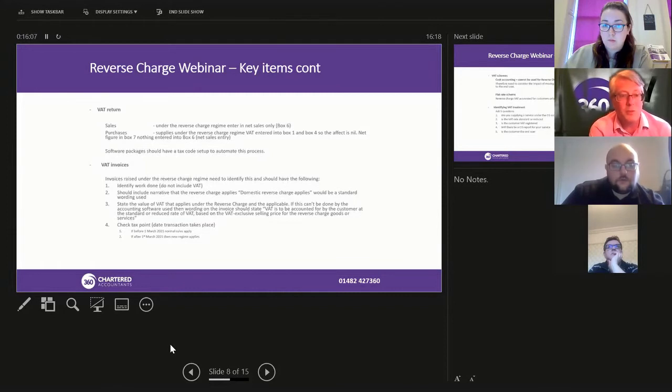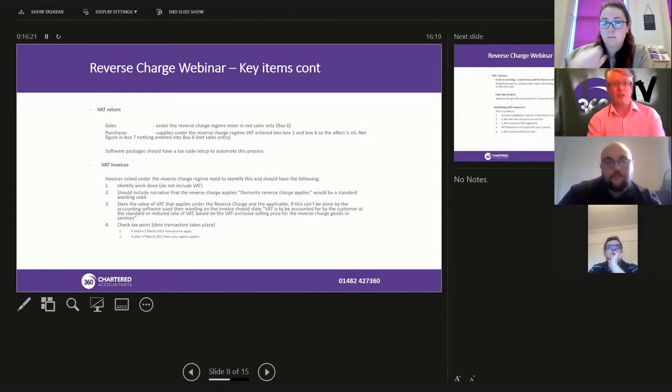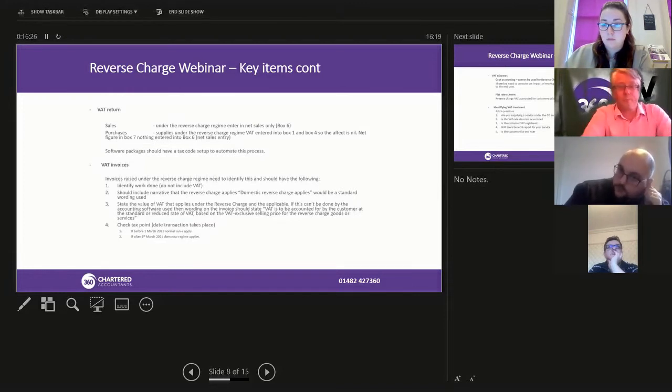As I mentioned before, in terms of whether it falls within the regime, it's all about the tax point, the date that the transaction takes place. If it falls before the 1st of March, then it goes into the old regime. After the 1st of March, it falls within the reverse charge scheme.